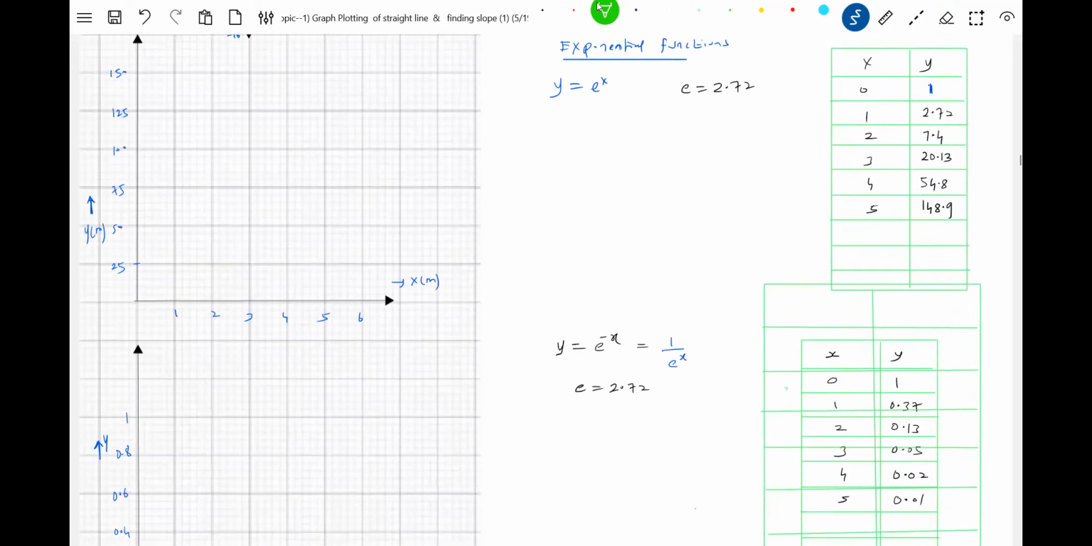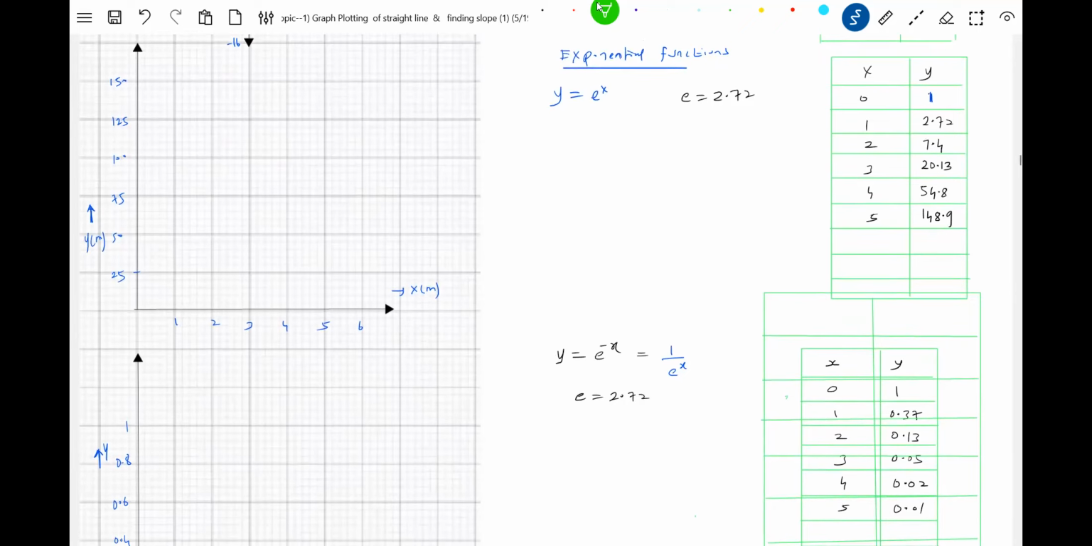Let's take the other one. Exponential functions are very, very important. In many places they come up. What is the value of e? 2.72, the nearest up to 2 decimal places is what I picked. Then for different values, x equals 0, 1, 2, 3, 4, we'll get the value of y. E to the power of 0 will be 1. If you know the calculations, e to the power of 0 will be 1.